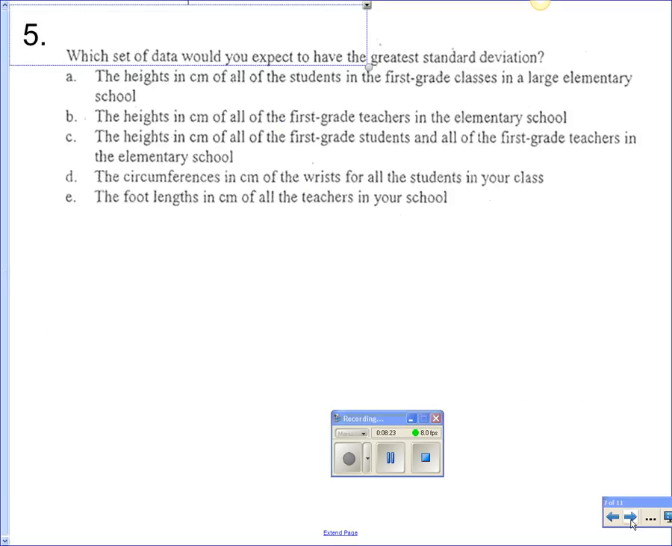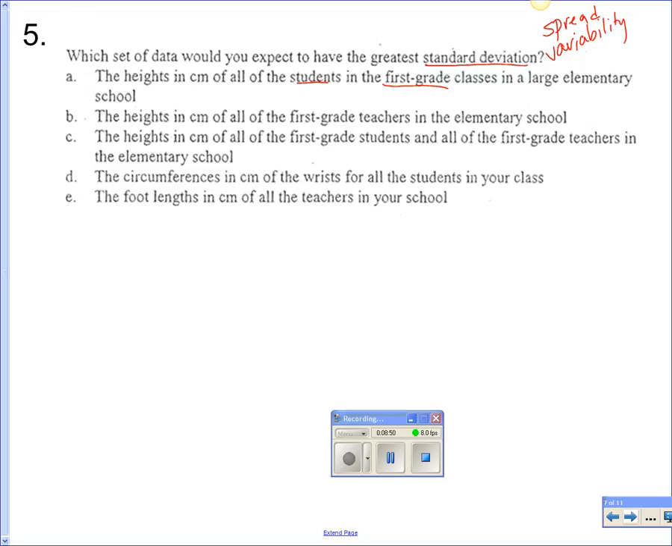All right, which set of data would you expect to have the greatest standard deviation? So remember that standard deviation means the spread. You could also think of it as the variability. So A, the heights in centimeters of all the students in the first grade classes in a large elementary school. So students in first grade, well, they're pretty much going to be the same height.